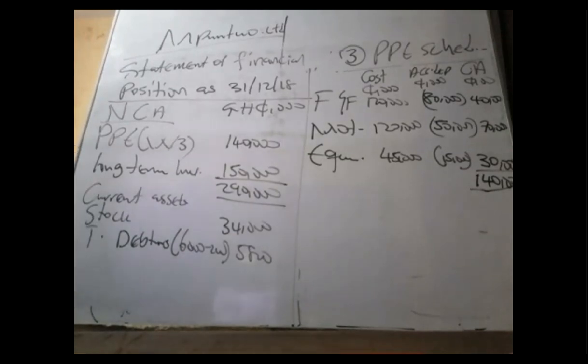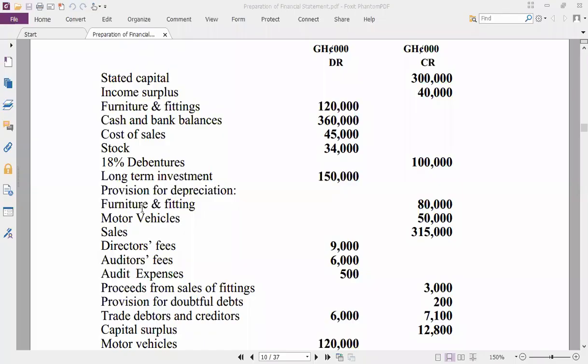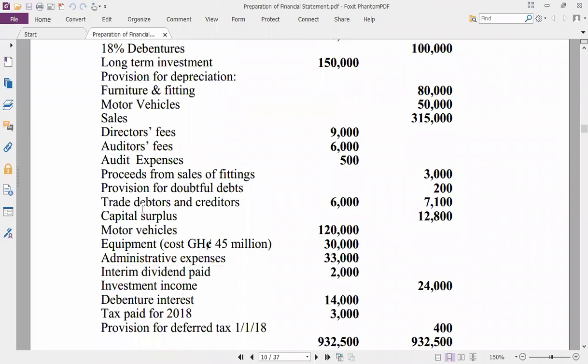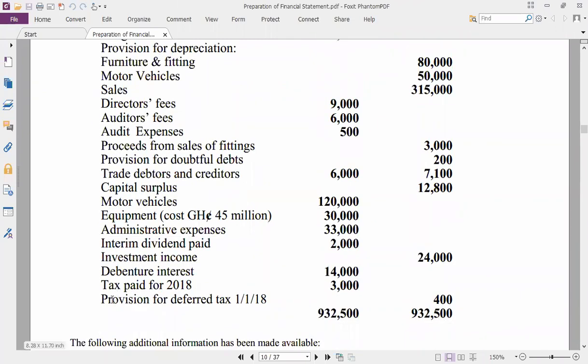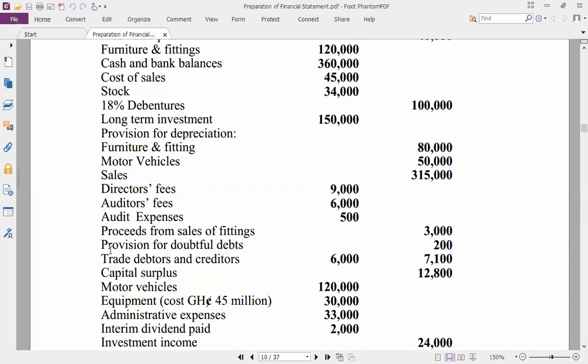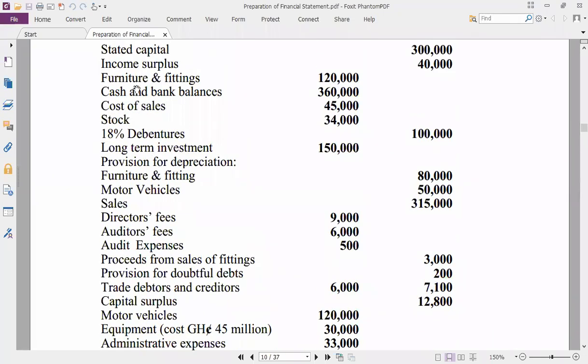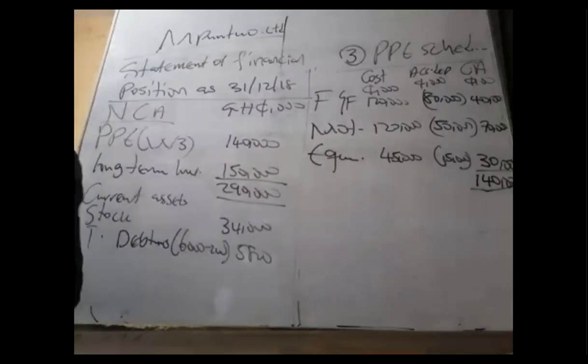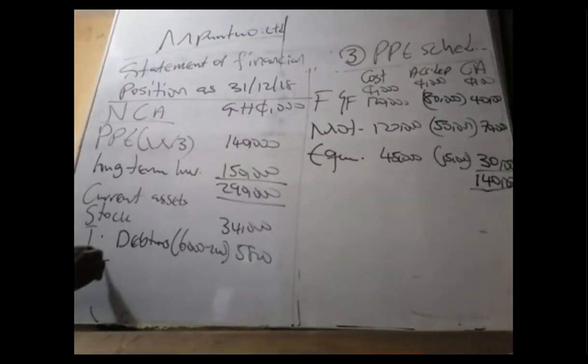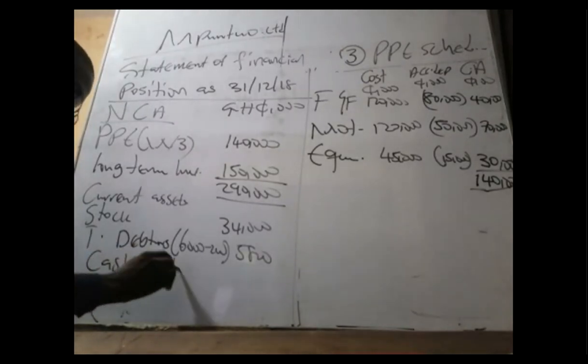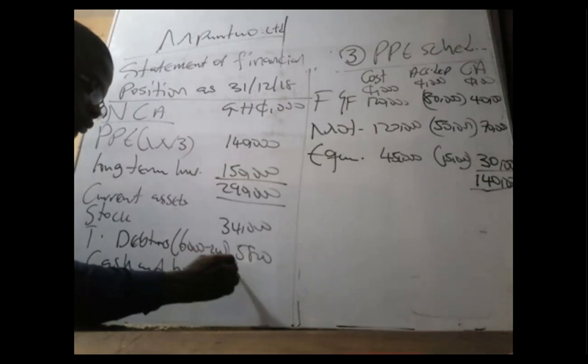The next item is cash and cash equivalent. Yes, cash and bank balance is 360. So cash and bank balance is 360.